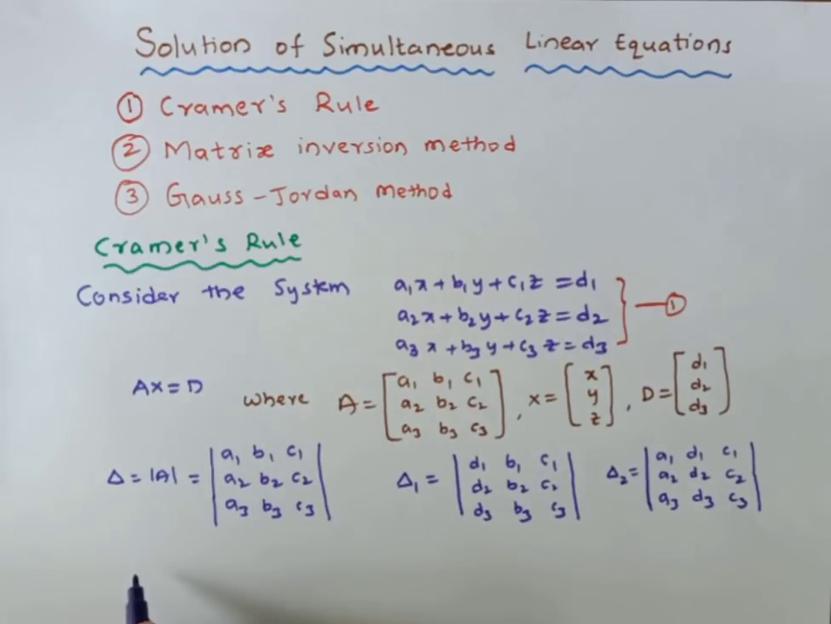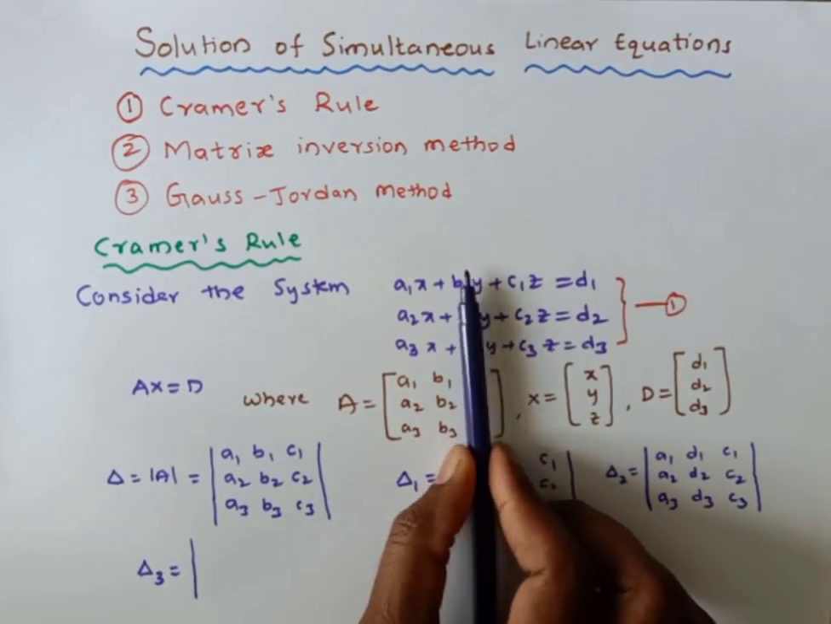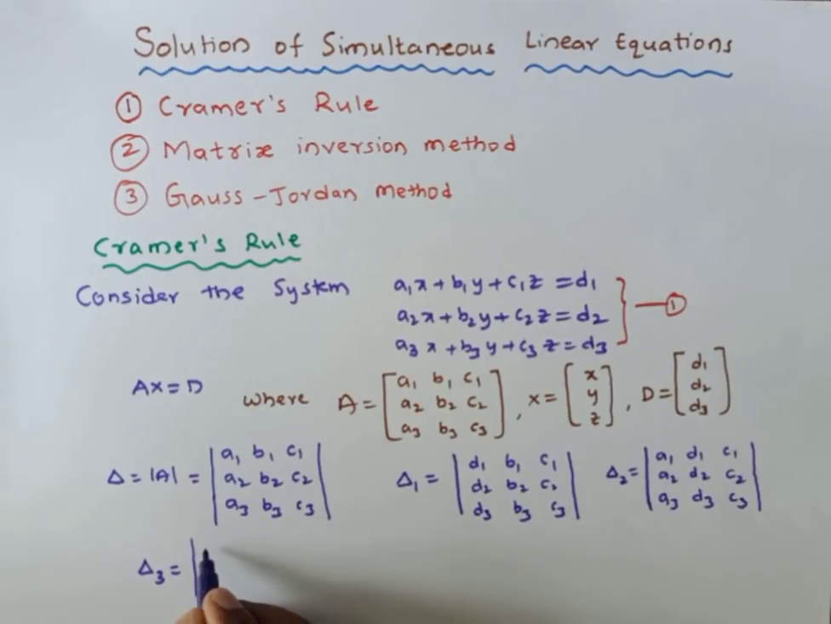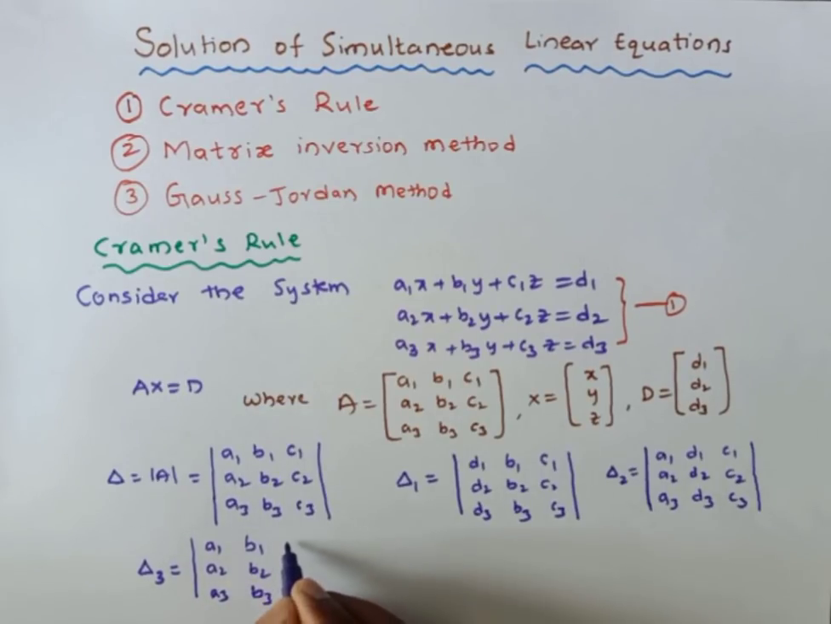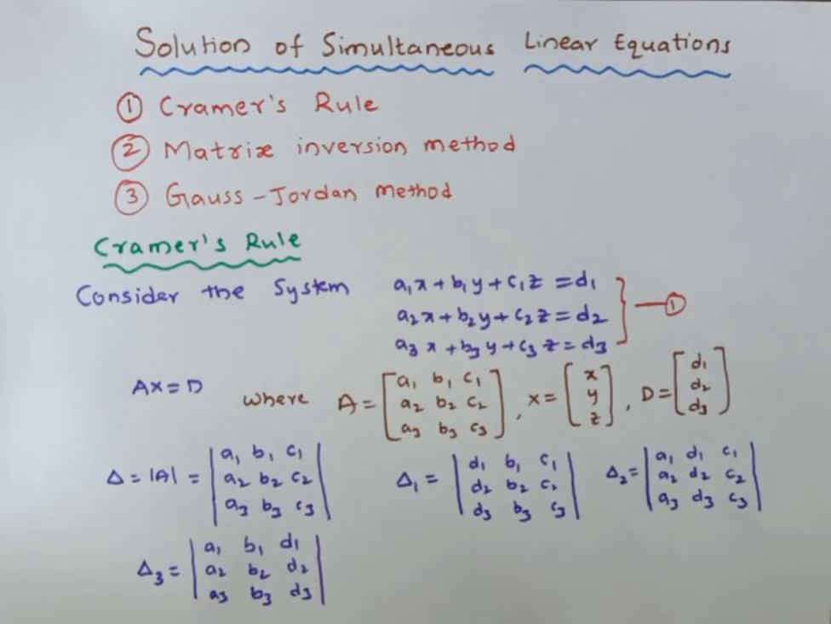And last, delta 3. This is also a determinant, obtained by replacing the third column of the matrix A with D. So this is a1, a2, a3, then b1, b2, b3, and d1, d2, d3. Try to evaluate all these determinants. Delta is nothing but the determinant of A, and there are delta 1, delta 2, delta 3, so we get four values: delta, delta 1, delta 2, delta 3.